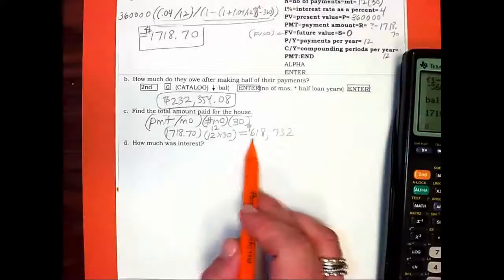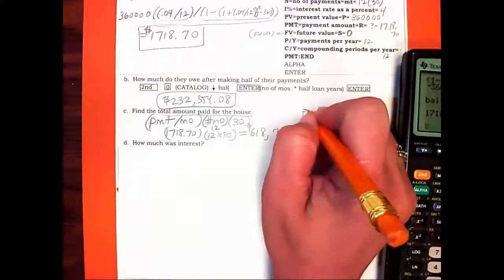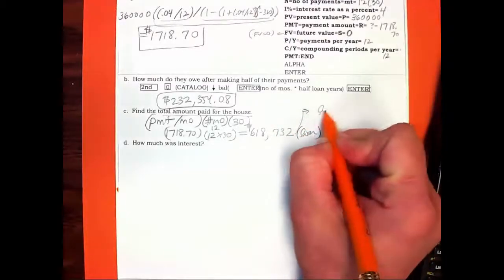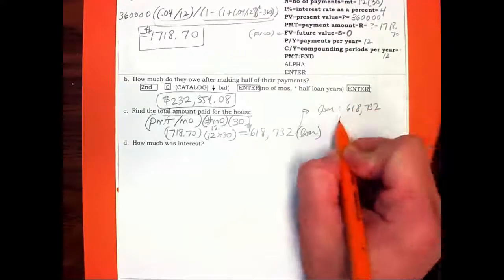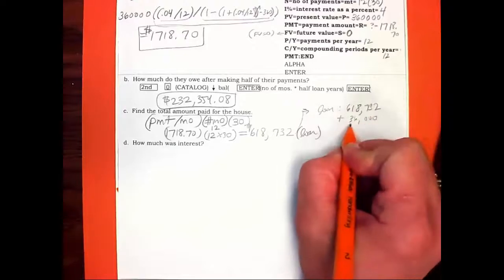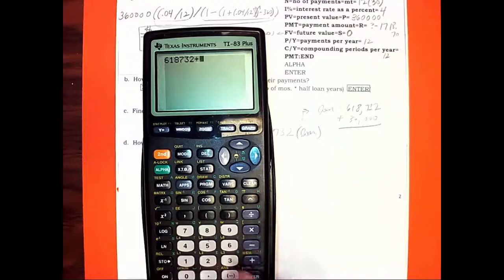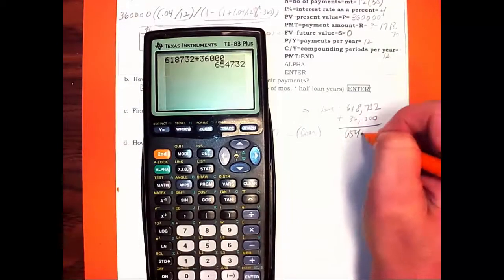That's just the loan part that we've paid, because we also paid what for the house? Or the couple also paid what for the house? Yeah, they also had a down payment, so that was just for the loan. So their loan amount was $618,732, but they also had a $36,000 down payment. So $618,732 plus $36,000. That's better. $654,732.